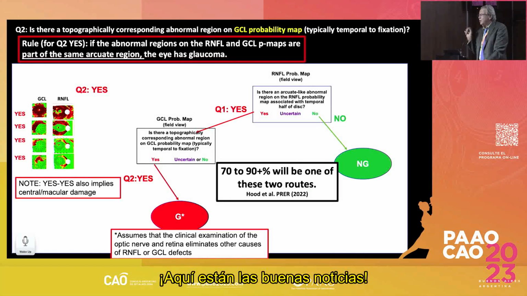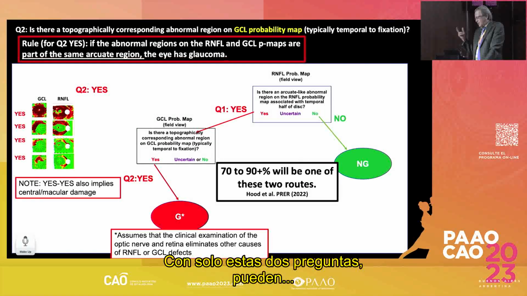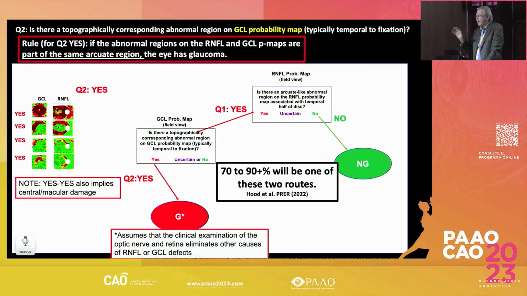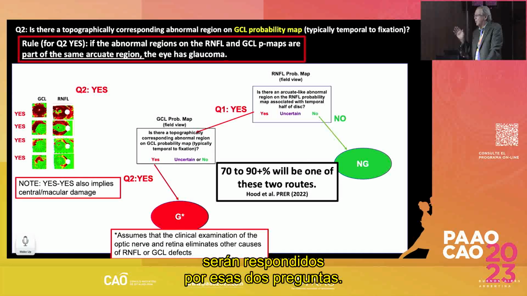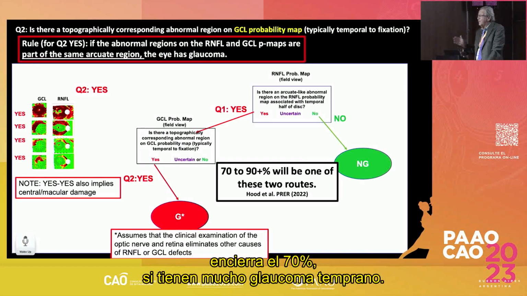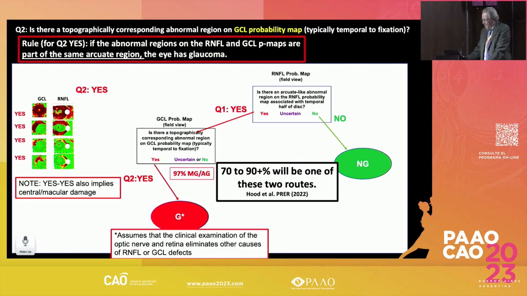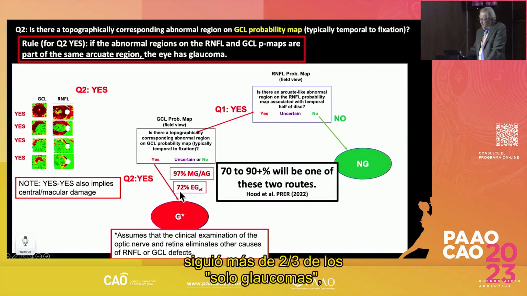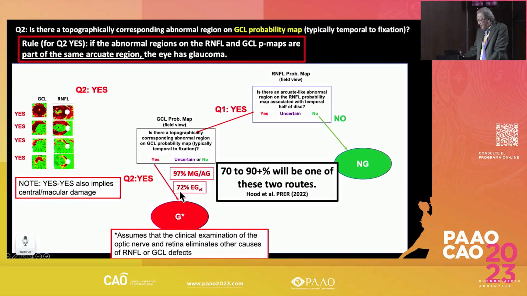Okay, now here's the good news. With only these 2 questions, as long as you've got a decent scan, 70 to 90% of your patients will be answered by those 2 questions. 90+% or so if you have many healthy controls, and closer to 70 if you have a lot of early glaucoma. For example, almost all moderate and advanced glaucoma follow this yes rule. Over 2/3 of the early glaucoma follow it, and I already told you about 92%.